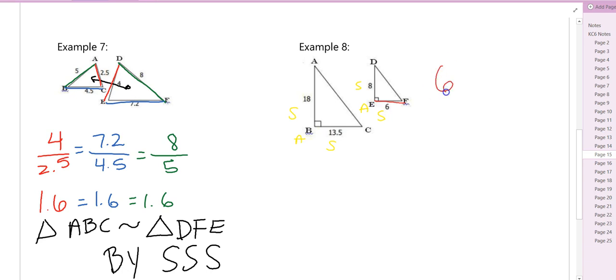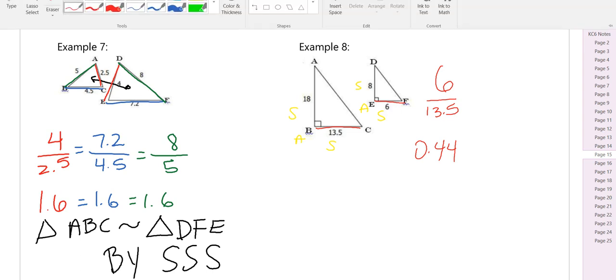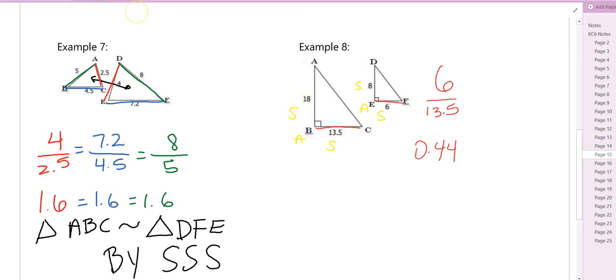So I'm going to find my small side, which is 6, over my small side, which is 13.5. And when I simplify this, it ends up being 0.44. Looking at my other side here, going back to that little triangle, 8 over 18, that also simplifies to 0.44. So those sides are proportional, so that's a good start.